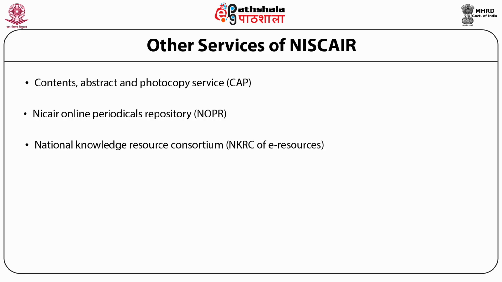NISCAIR Online Periodicals Repository provides online access to 18 research journals of CSIR published by NISCAIR free of charge. The NOPR database can be searched by periodical title, article title, authors, keywords, and date of publication. The National Knowledge Resource Consortium of e-Resources provides online access to 5,000 plus full-text e-journals, plus citation and bibliographic databases to scientists of CSIR laboratories and DST institutions. The scientists can search, browse, and download any document for research purposes.